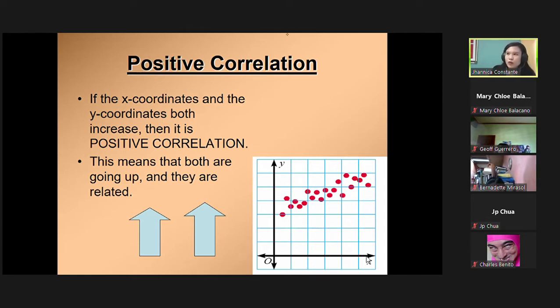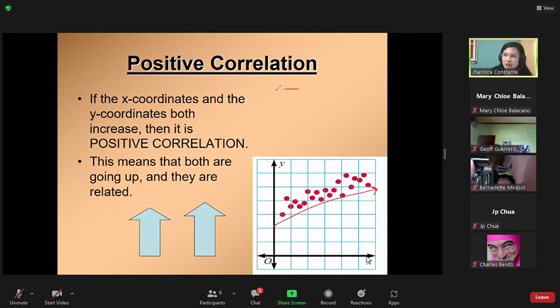So if you look at the direction of the dots in the graph that you have, the dots are going to your right. That's the direction of your scatter plot. The direction is going to the right, from left to right. That is positive correlation or positive association. We have two types of positive association or positive correlation.